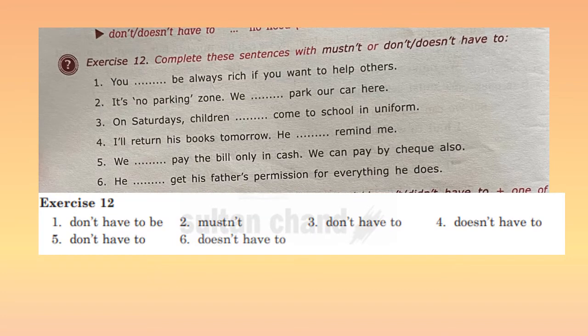On the basis of this understanding of mustn't and don't have to, let's do this exercise 12. Complete these sentences with mustn't or don't or doesn't have to. You dash be always rich if you want to help others. Here it will be don't have to. B is already given here, so no need to fill B again. It's a no parking zone. We dash park our car here. We mustn't. And this way you can fill other blanks too.